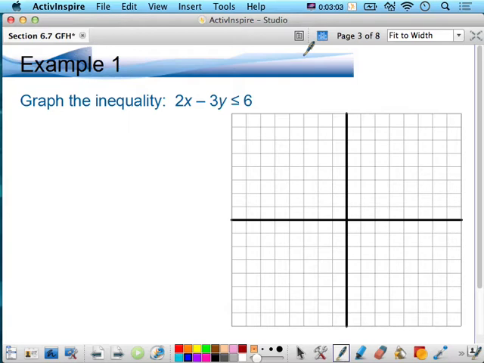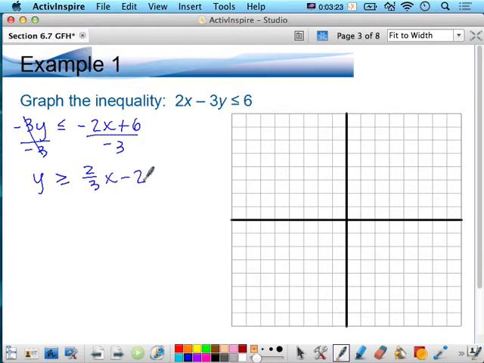I'm going to go ahead and get y by itself. If I move the 2x to the other side, I get negative 3y is less than or equal to negative 2x plus 6. And when I divide by negative 3, what has to happen? Flip the sign. Yeah, instead of less than or equal to, it becomes greater than or equal to positive 2/3 x minus 2. So this is the equivalent, and that's what I want to graph. That can be done very, very quickly because it is a line in slope-intercept form.